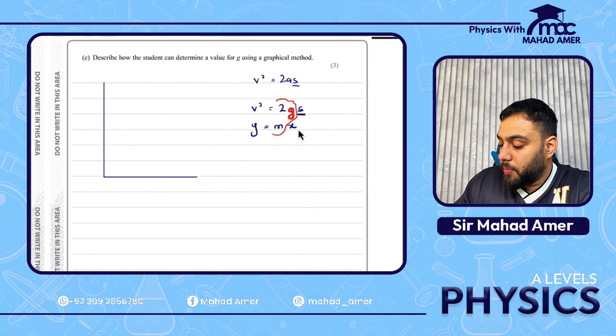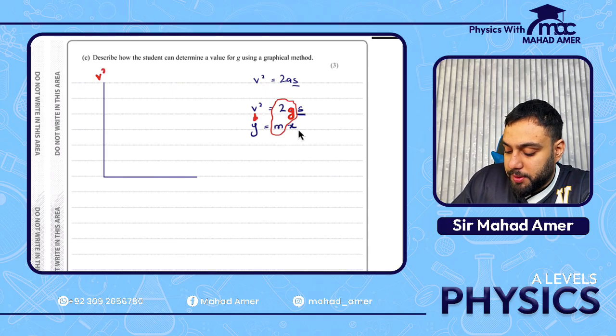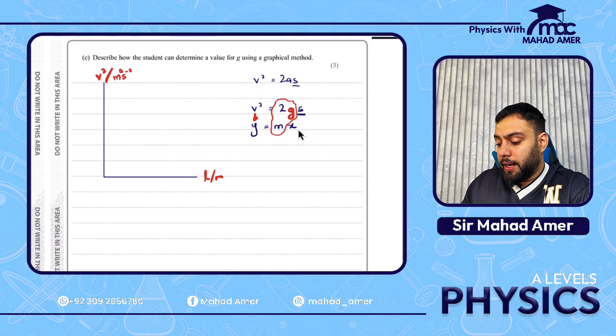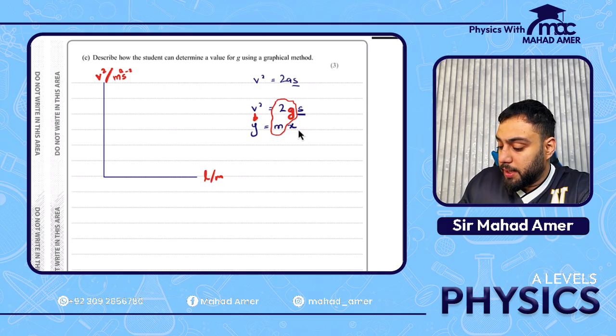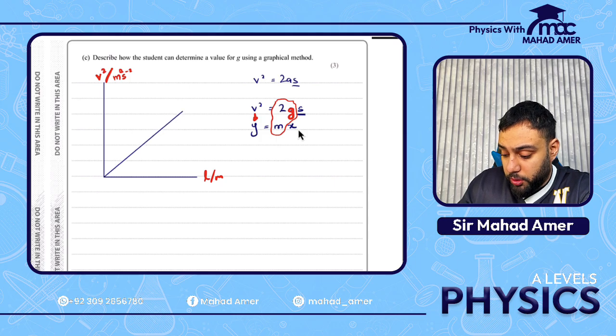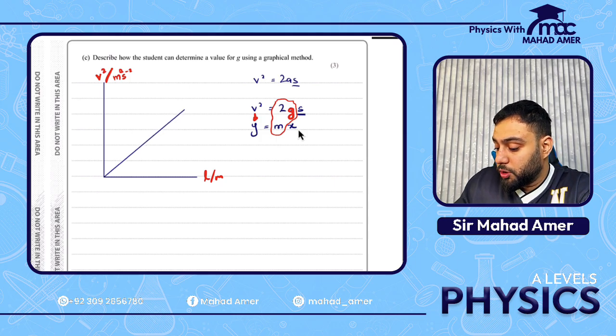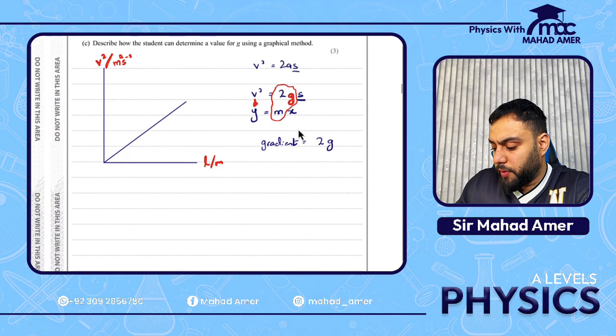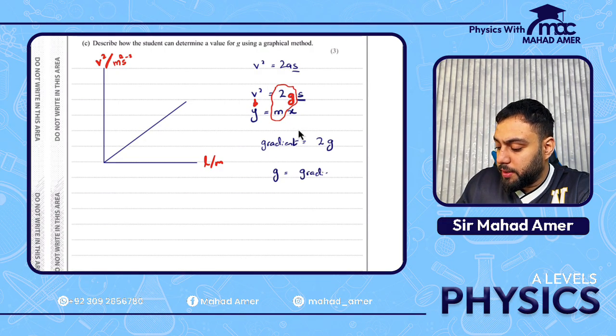So on the y-axis, I'm going to place v squared, which would be in m squared s to the minus 2. You can even write that down. And the x-axis is going to be the length, L, in meters. The graph is going to be a straight line passing through the origin, definitely. The gradient will be equal to 2g. So if I need g, the gravity value, I take the gradient and divide it by 2.